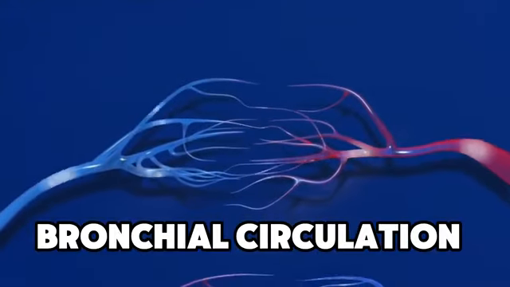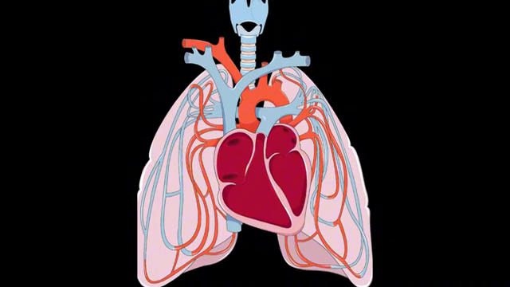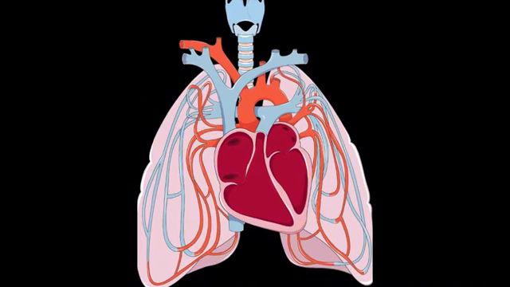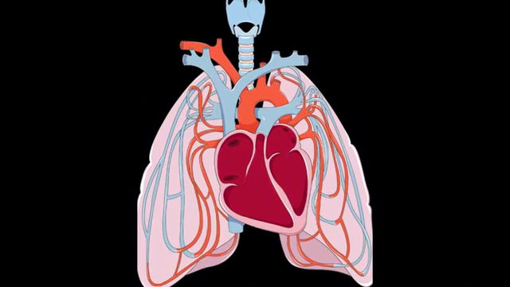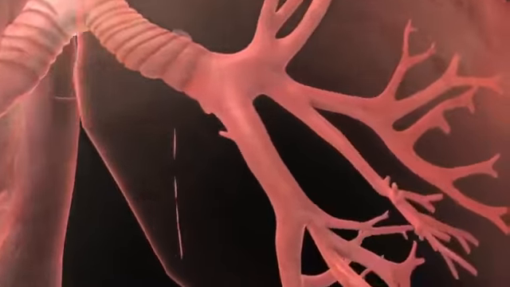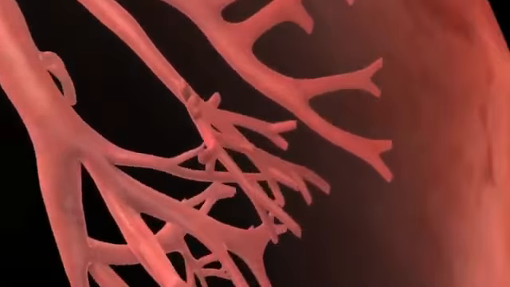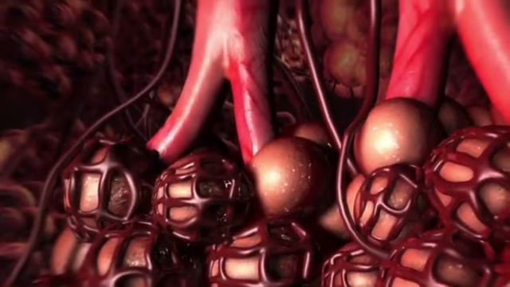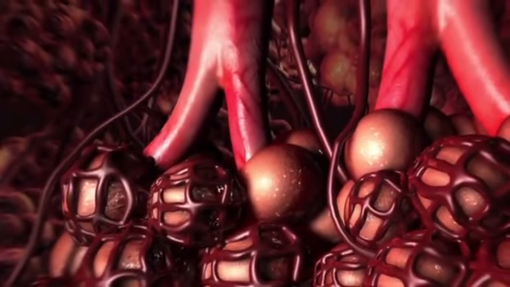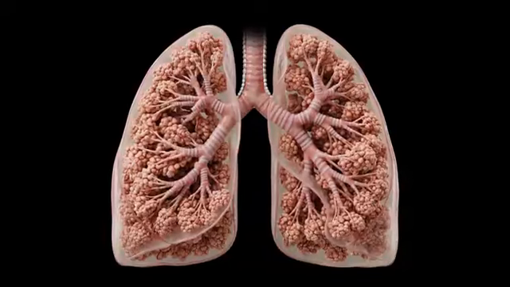Bronchial circulation. In this pathway, the bronchial arteries supply oxygen and nutrients directly to the structural tissues of the lung itself, meaning the bronchi, bronchioles, and pleura. These arteries branch off from the aorta and provide the systemic blood supply necessary to keep the lung tissues alive and working.